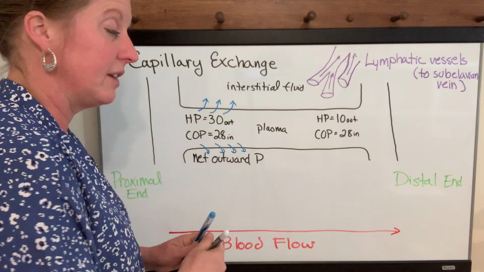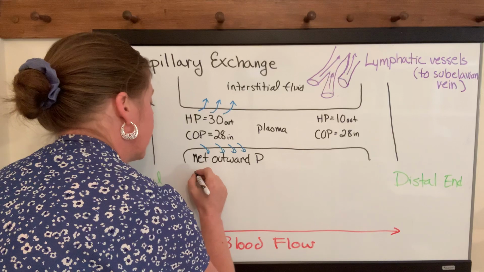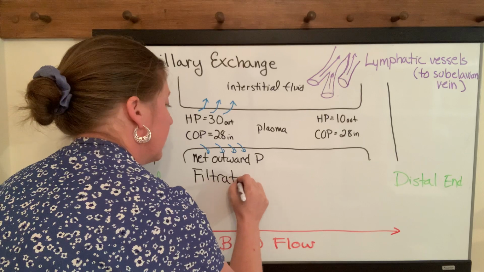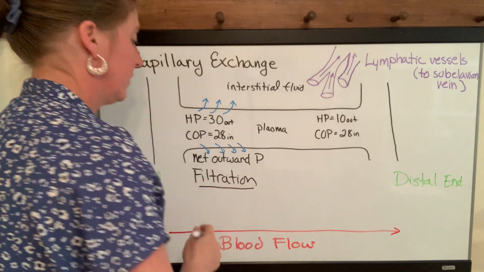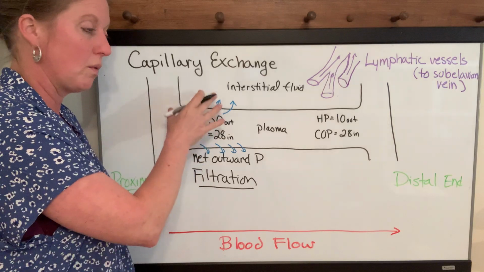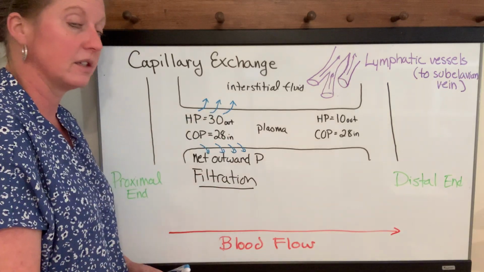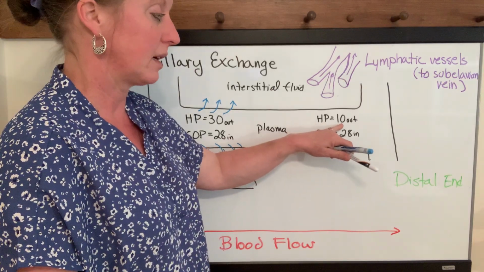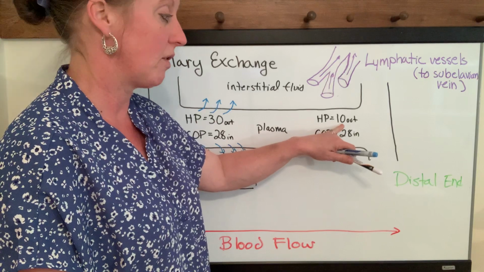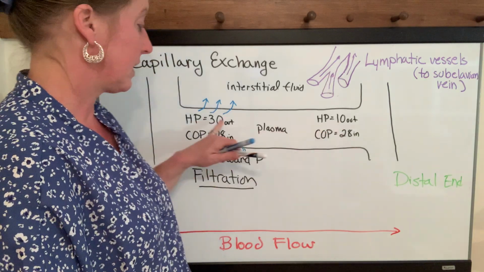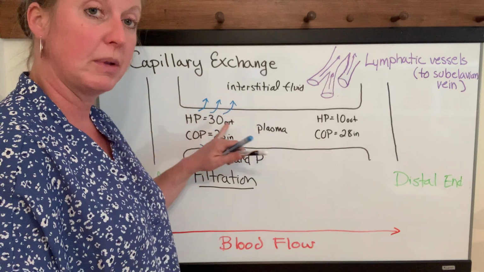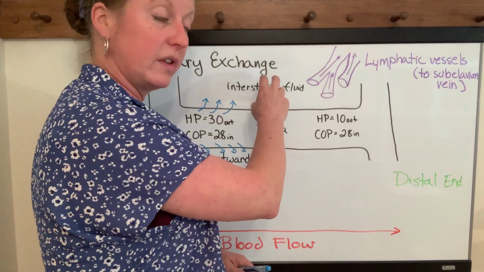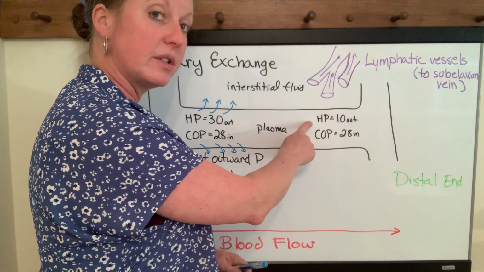Whenever you have fluid that's leaving the capillary and moving to the interstitial space, we say that we are seeing filtration. All right. So there's filtration, or a net outward pressure, at the proximal end of the capillary. If we move to the distal end of the capillary, hydrostatic pressure is now 10 pushing outward. And the reason that it's lower is because of the fluid that has left the capillary starting at the proximal end. So we have filtration, and because we are losing that fluid, the hydrostatic pressure decreases towards the distal end of the capillary.